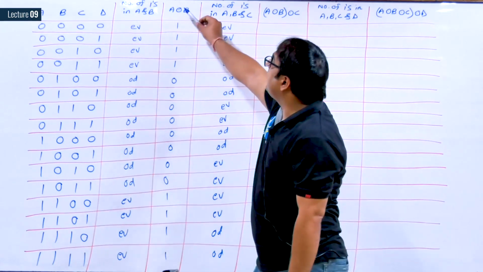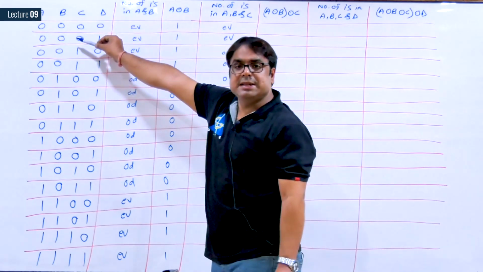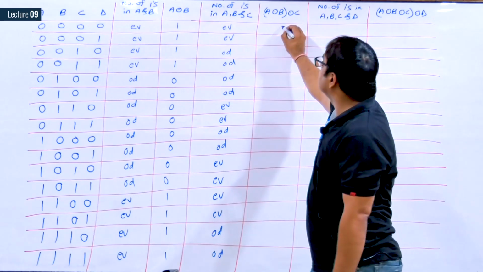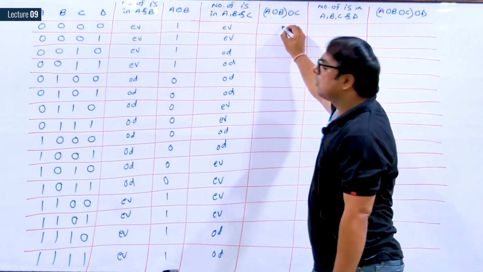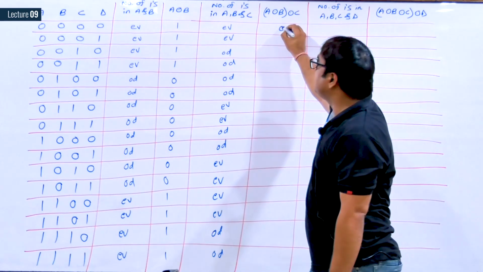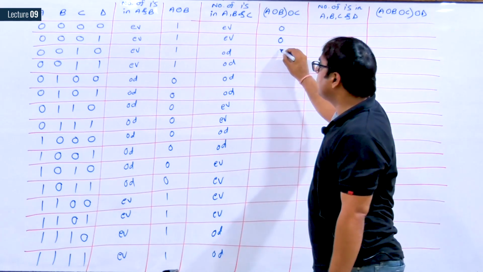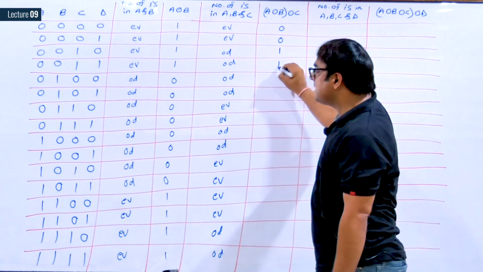Now you have to find A XNOR B with C. 1 and 0 will not be detected. 1 and 1 will be detected. 1 and 1 is same.